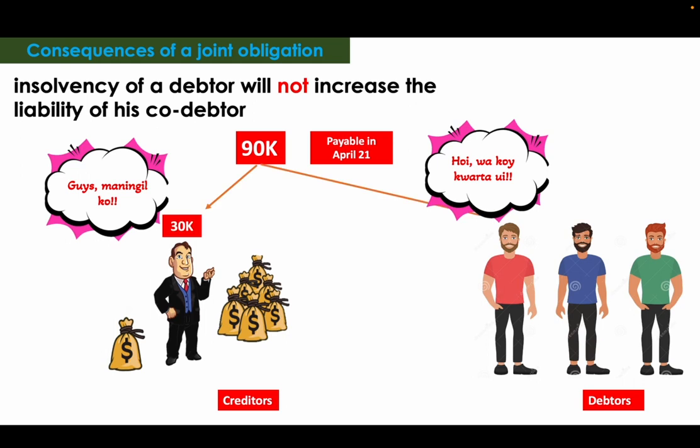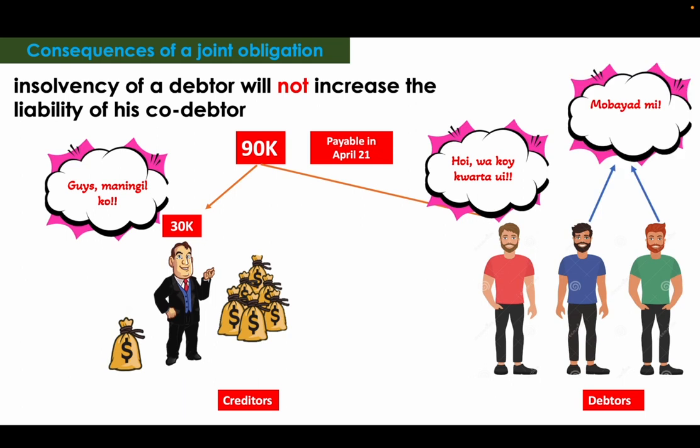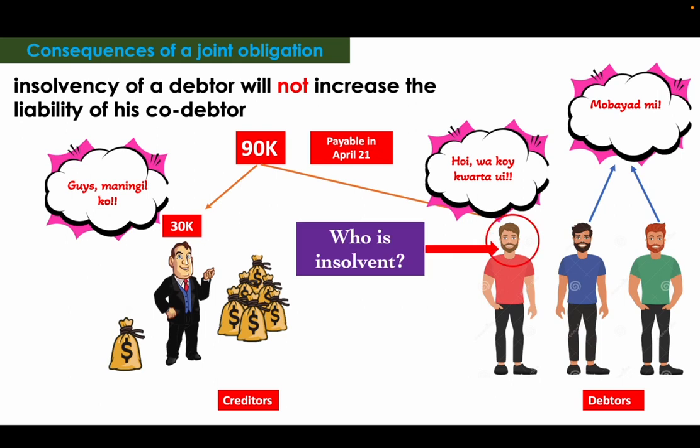Pila gani ang utang nila tigi-isa? Since 90k, it's 30,000. Since ning ingon ni si creditor, "Guys, maningil ko," ingon si Red, "Hoy, wa ko'y kwarta oy." Ang iyang bayaron lang is 30,000. Karon hingingon si blue ug si green, "Ay, mubayad mi." Who is insolvent? Si Red lang ang insolvent. Si blue ug si green pwede sila mo bayad. Karon hingingon si creditor, "Aw, tapli sa ninyo si Red kay naman may kwarta makabayad man di ay mo."